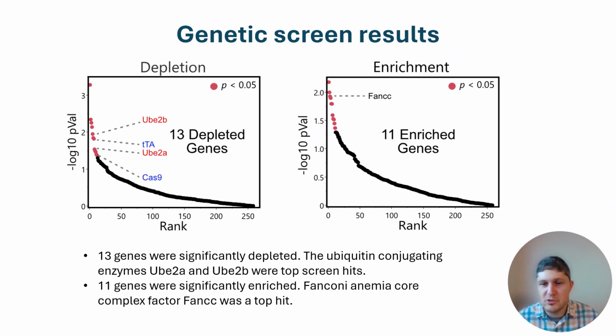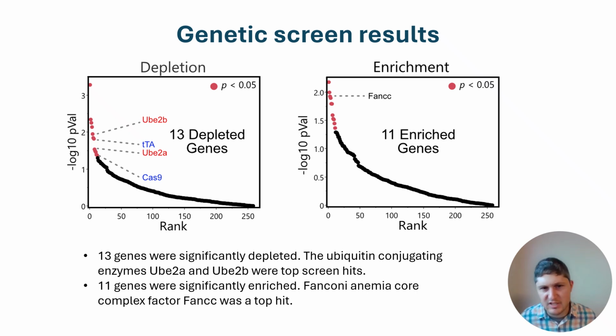Okay, so those were individual guide RNAs. I had mentioned there are 8 guide RNAs for each gene. So we used a statistical analysis package called MAGeCK, which consolidates the 8 individual guide RNAs per gene into a single gene level score. And when we do that, we got 13 genes that were statistically significantly depleted, and then 11 genes that were significantly enriched.